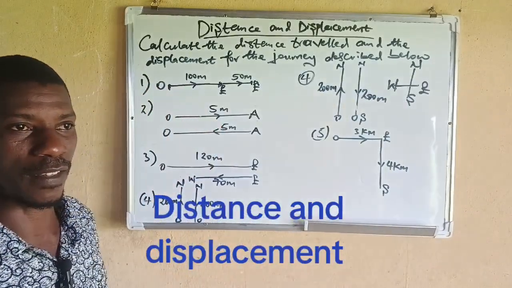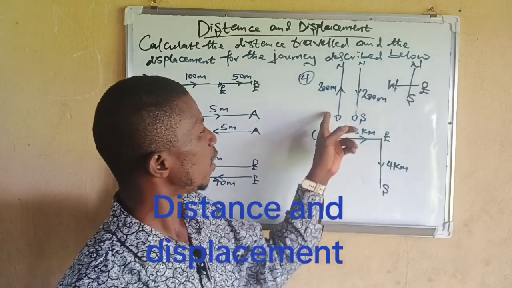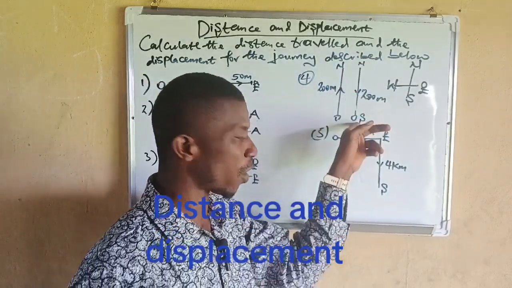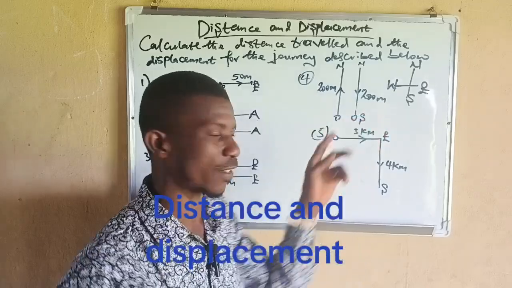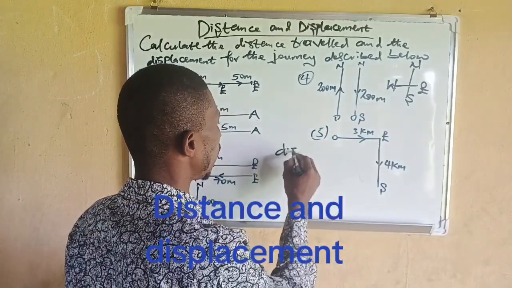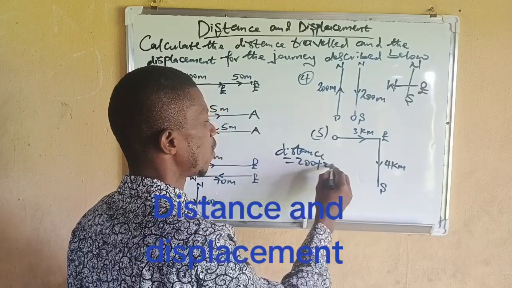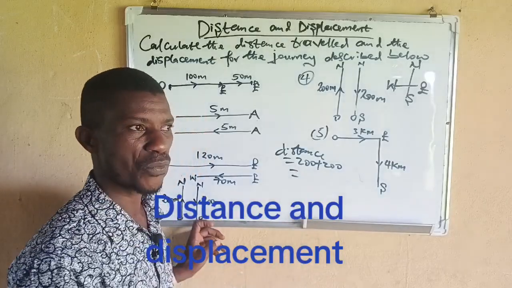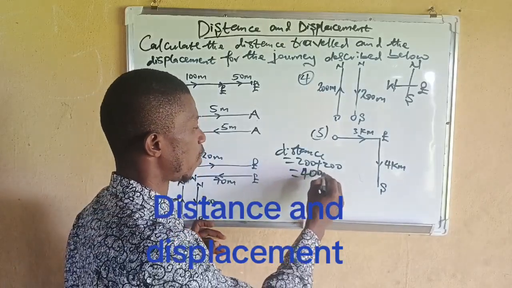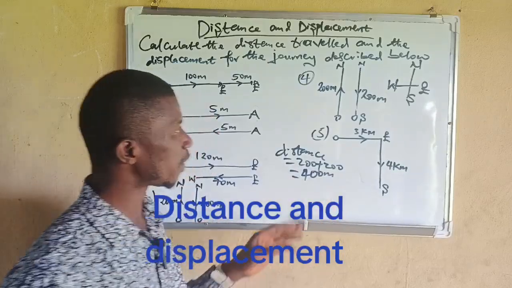What is the distance? The distance is going to be this one, 200 plus 200. That is the distance. So the distance there is going to be 200 plus 200. That is what? 400. So you have 400 what? Meters. That is the distance here.